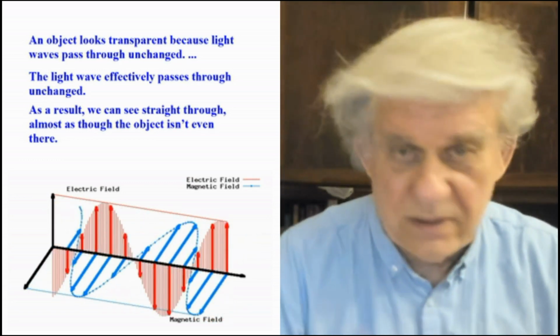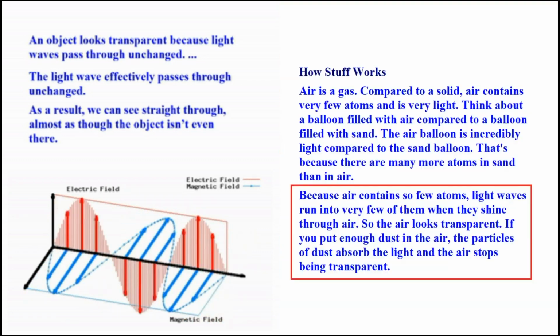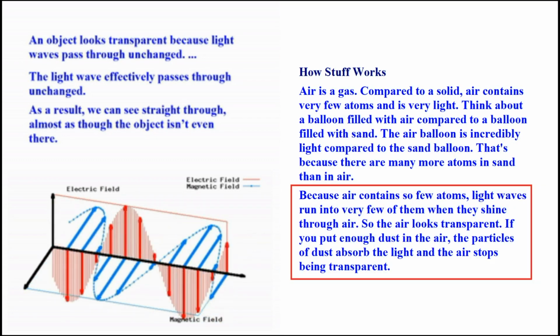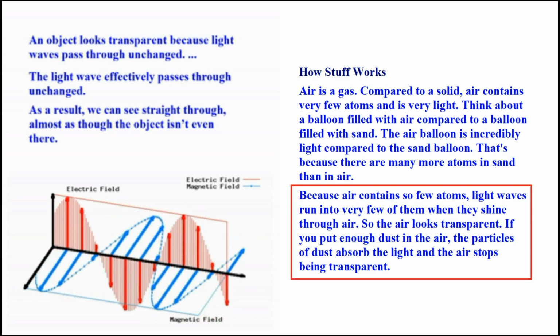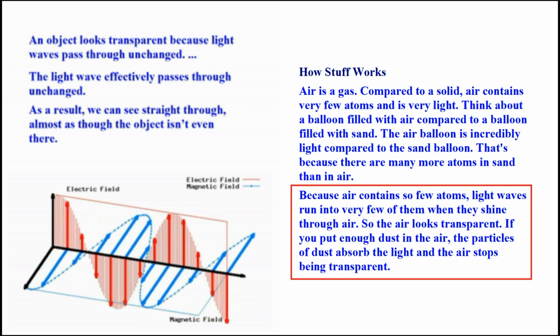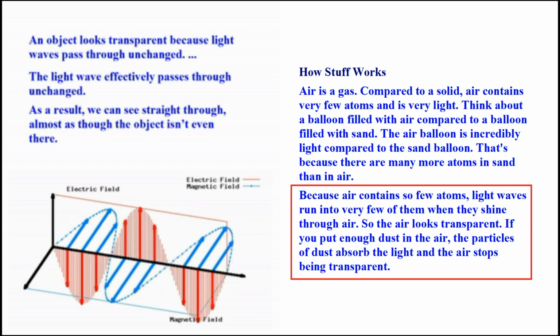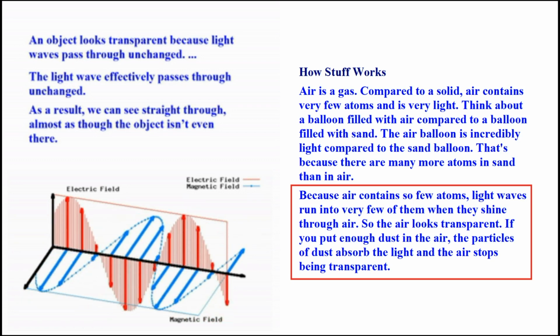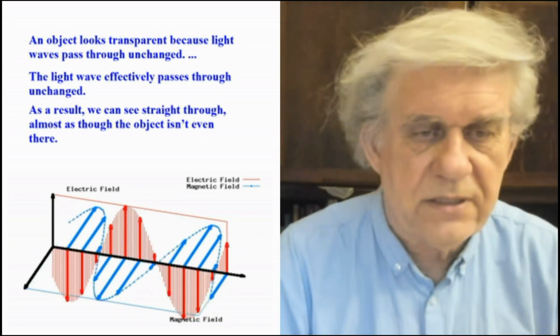In fact, this notion. And here you have an example. Here's How Stuff Works. I showed it the other day. These people say because air contains so few atoms, light waves run into very few of them when they shine through air. That's their explanation. So the air looks transparent. If you put enough dust in the air, the particles of dust absorb the light and the air stops being transparent. So these people think, just like this fellow here, that it's a hit and miss type of issue.